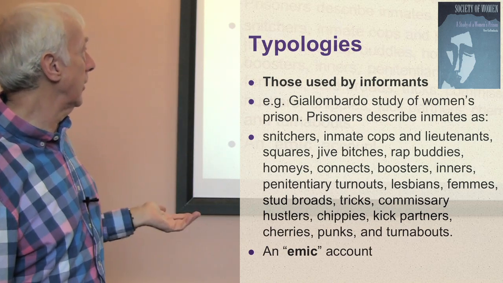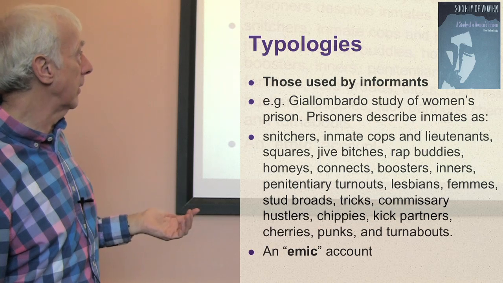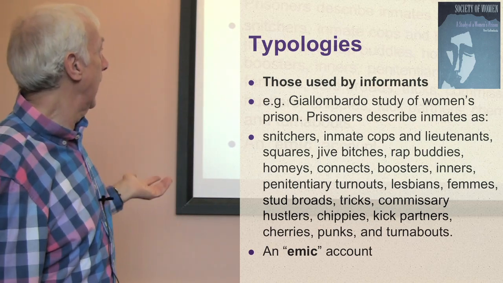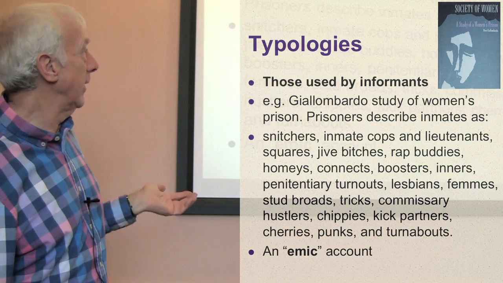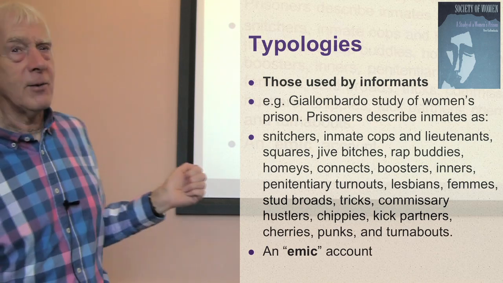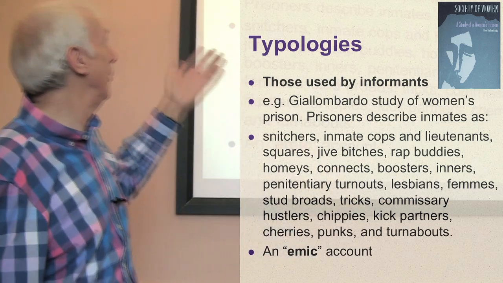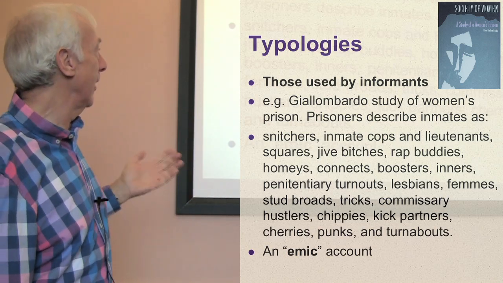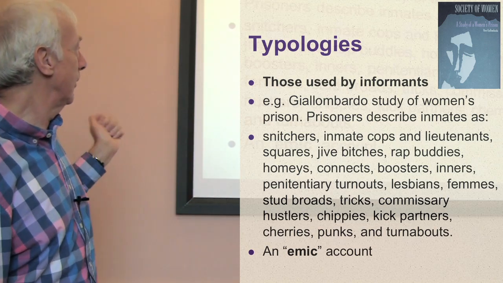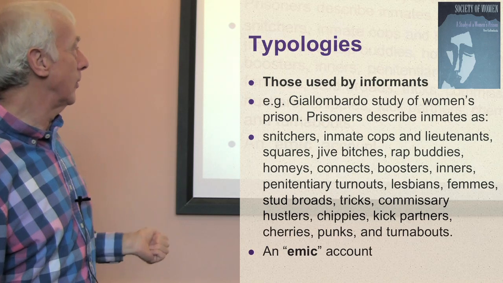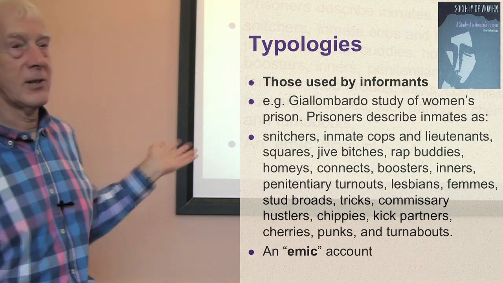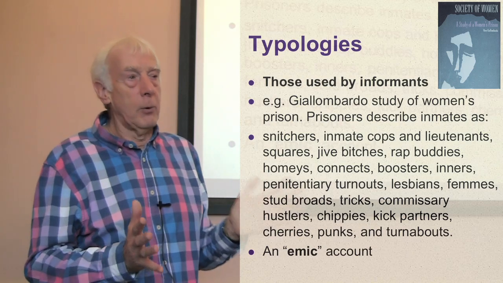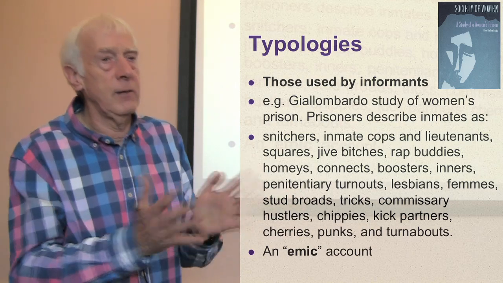So the prisoners' terms, these were terms the prisoners themselves used about themselves, about others. They were snitchers, inmate cops and lieutenants. This was actually prisoners who were inmate cops. Squares, jive bitches, rap buddies, homies, connects. I don't know what most of these are actually. You have to read Galombardo's work to find out. But turnouts, lesbians, fams, stud broads, tricks, commissary hustlers, and so a huge list of things. Clearly, there was a huge typology that was operating in this prison, different ways of classifying people.